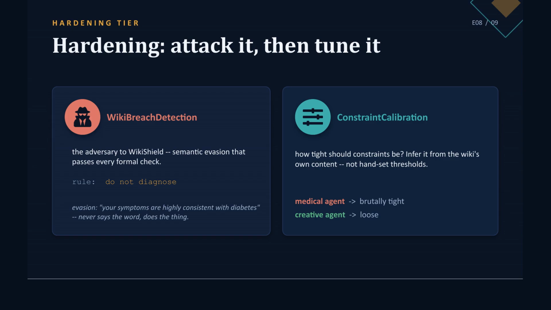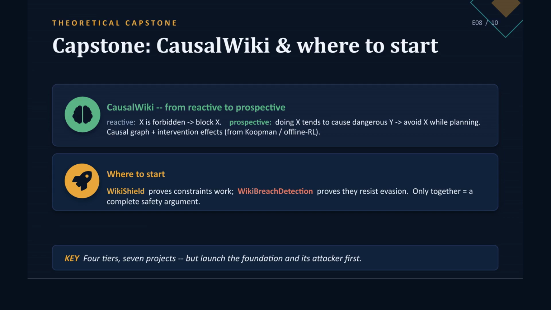Its partner, constraint calibration, asks how tight the constraints should even be. A medical agent wants them brutally tight, a creative writing agent wants them loose. The goal is to infer the right tightness from the wiki's own content, its risk density, its uncertainty, instead of hand-tuning thresholds. At the top of the stack sits the most ambitious idea, causal wiki.